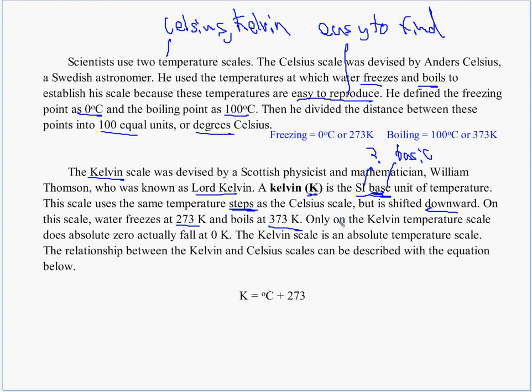Alright. Only on the Kelvin temperature scale does absolute 0 fall at 0K. The Kelvin scale is an absolute temperature scale. So I guess absolute temperature scale means 0K is actually 0 temperature. 0 temp, 0K, I guess. The relationship between the Kelvin and Celsius scales can be described with the equation below. So K equals degrees C plus 273.